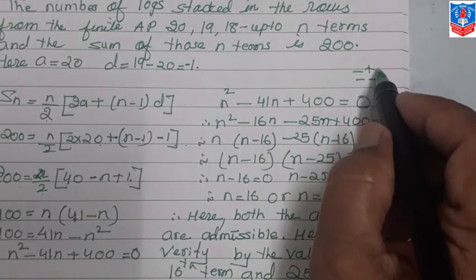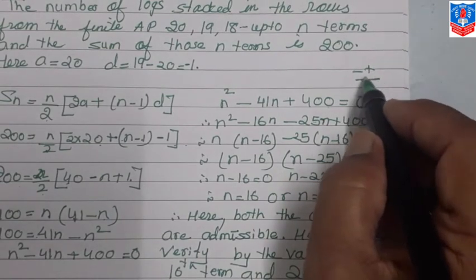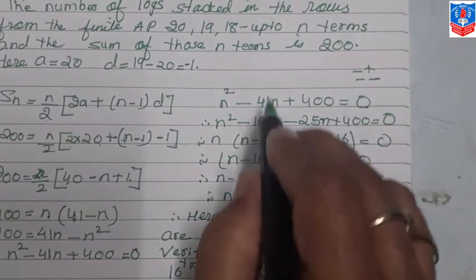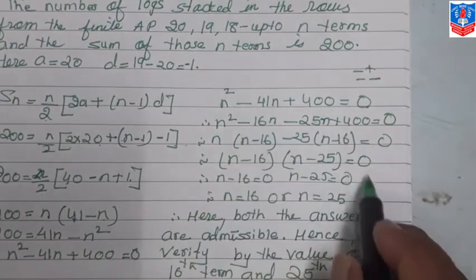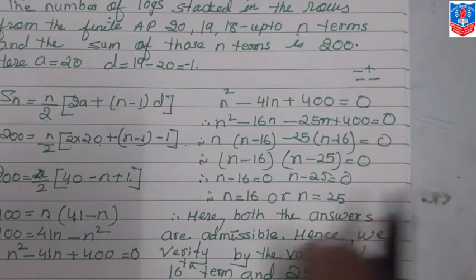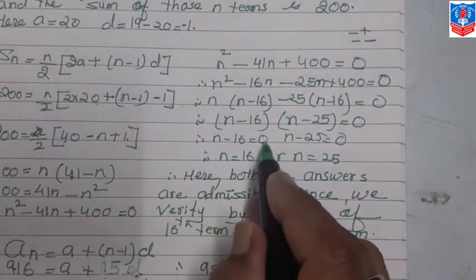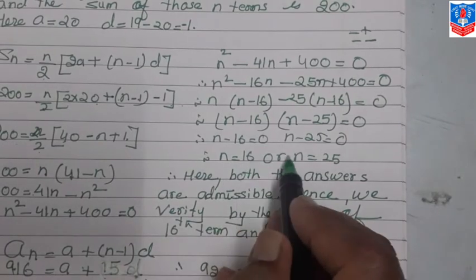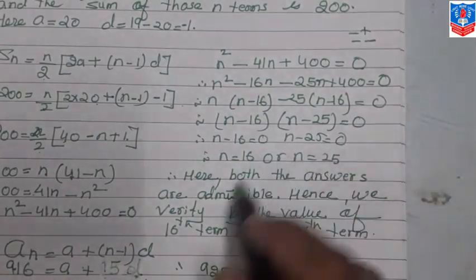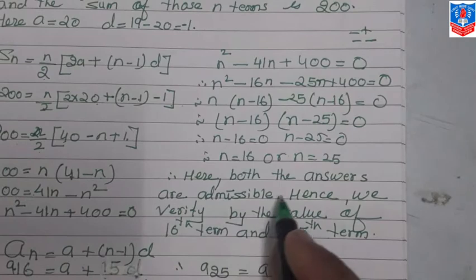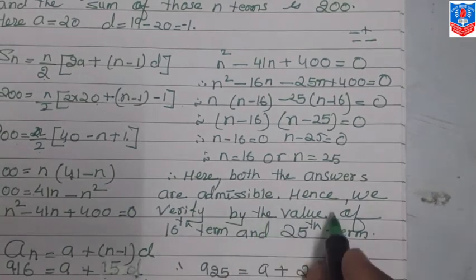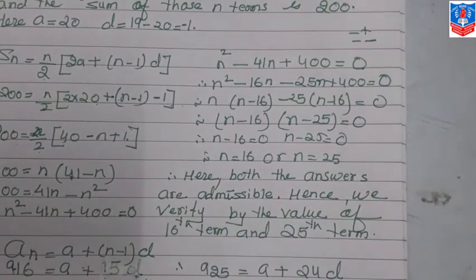माइनस प्लस है तो माइनस माइनस ही आना चाहिए. तो दोनों प्लस करेंगे तो ही 41 आएगा. Children, factorization, identities, so please n minus 16 equals 0, so n is equal to 16 and n equal to 25. Both the answers are admissible. Hence we verify by the value of 16th term and 25th term.